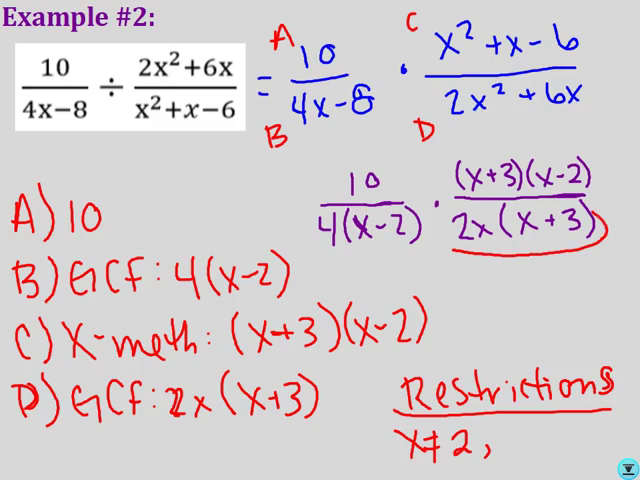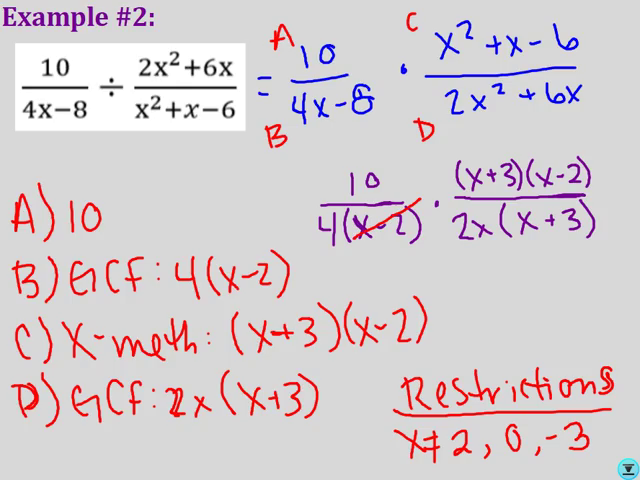And then in this denominator, 2x cannot equal 0. Divide by 2, x cannot equal 0. And then in the other factor, x plus 3 cannot equal 0. Subtract 3 from both sides, and x cannot be negative 3 either. So back in our restrictions, x cannot equal 2, 0, or negative 3. We've got those covered, and now we can start to simplify some things out.